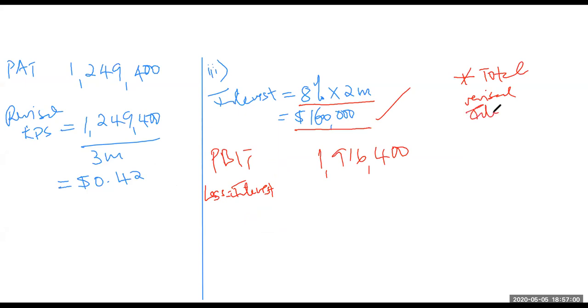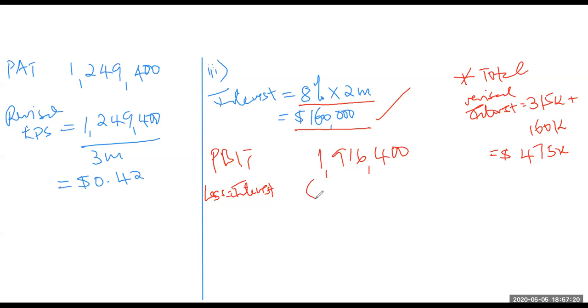Total revised interest. Currently, the company is paying 15,000. Then on top of that, it shall be paying an extra 160,000. To give us how much? 15 plus 160 is 175, so you get 175,000. So this is what you can subtract from the company profit.